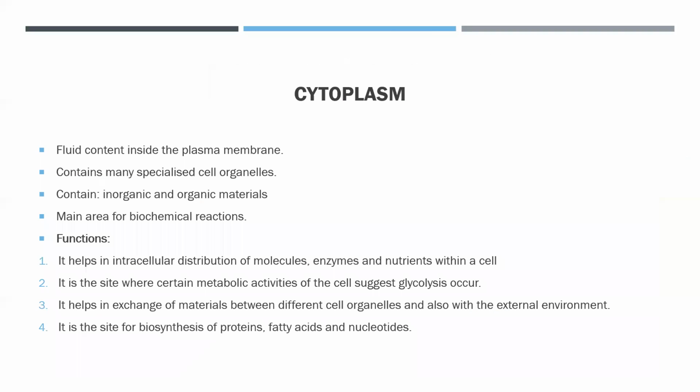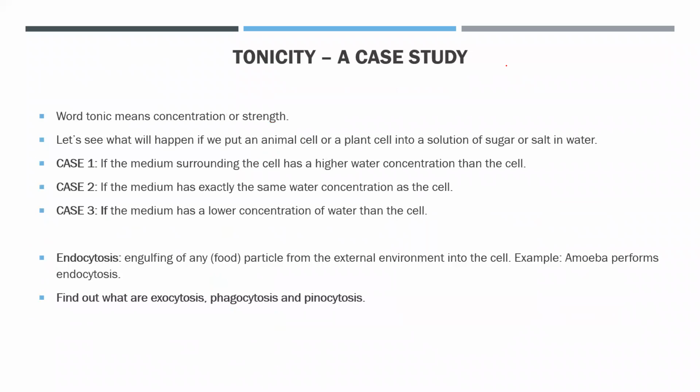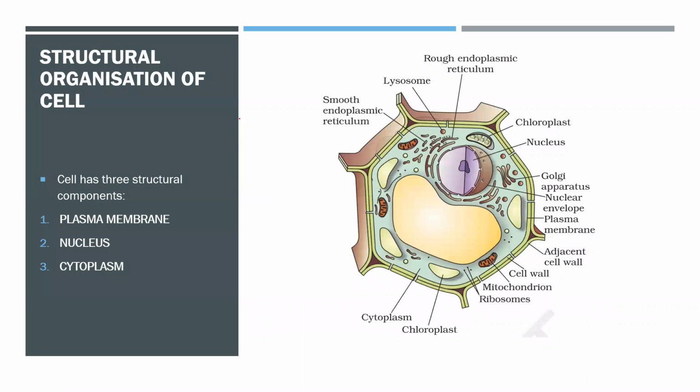Now after this we have the cytoplasm. In the case of the cytoplasm, what is cytoplasm? We have studied the cell under three categories. जो हमने तीन components पढ़े थे ना, structural organization of the cell in this particular slide. There were three parts of it. Plasma membrane, we have studied that. Nucleus, we have studied that. And now we are going to study about the cytoplasm.